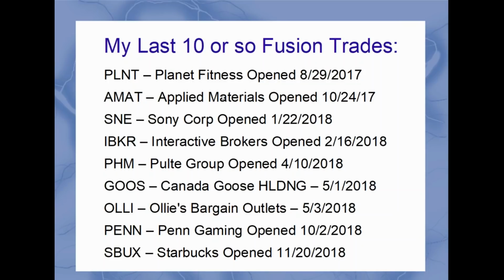Planet Fitness opened on August 29th, 2017. Applied Materials, end of 2017, October 24th. Sony Corp, January 22nd. Right before what? The February 5th to 9th decline. Interactive Brokers, shortly after that February 5th to February 9th volatility decline, on February 16th. Pulte Group, sort of home builder there, opened on 4/10, April 10th. Canada Goose Holdings opened on 5/1. Ollie's Bargain Outlets opened on May 3rd. Penn Gaming opened on October 2nd. Starbucks opened on 11/20. Okay.